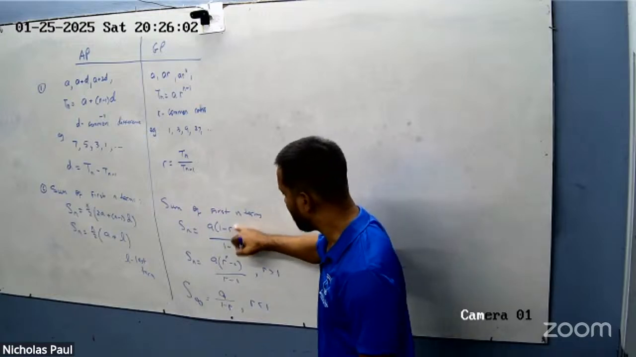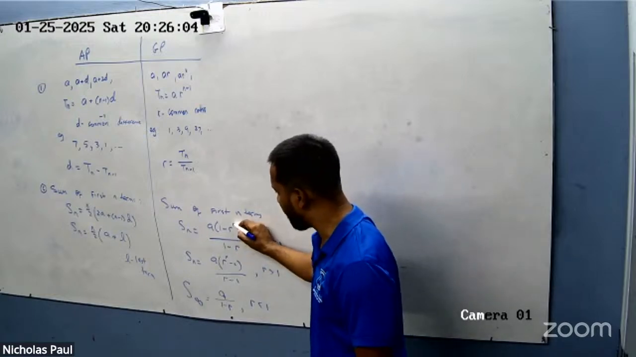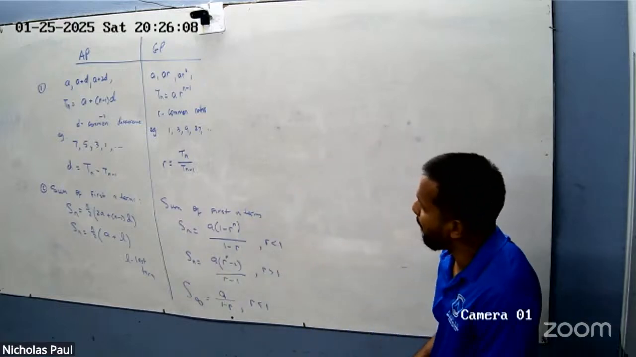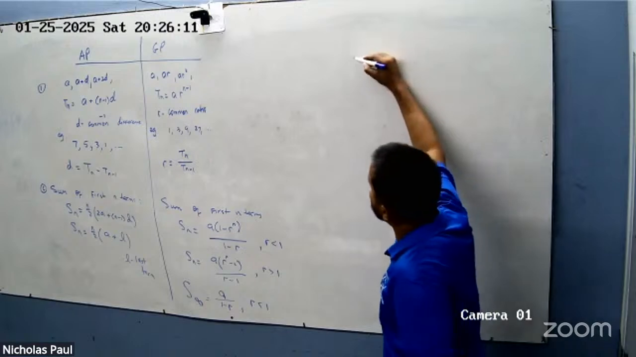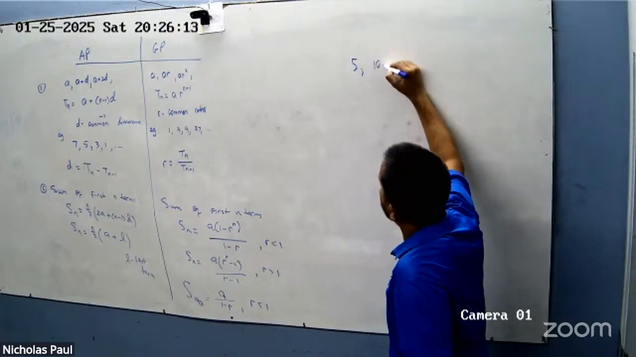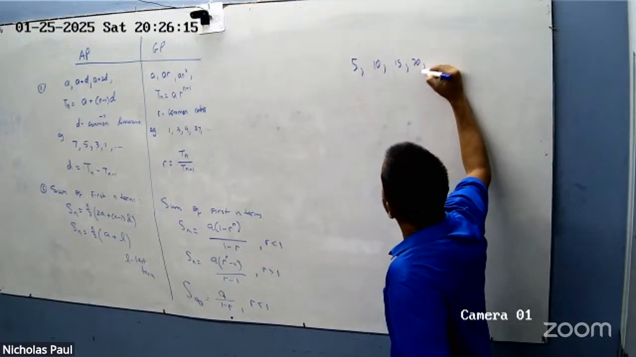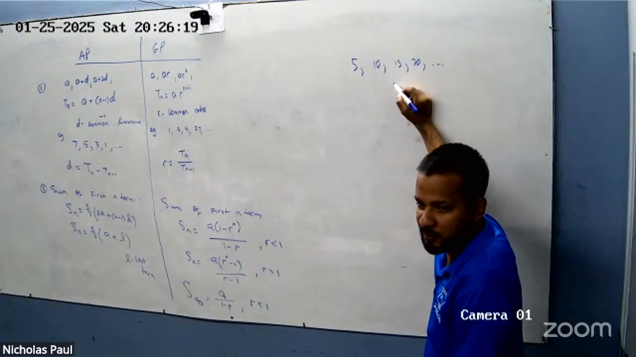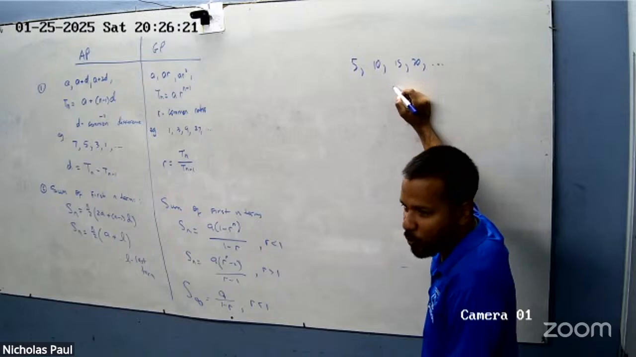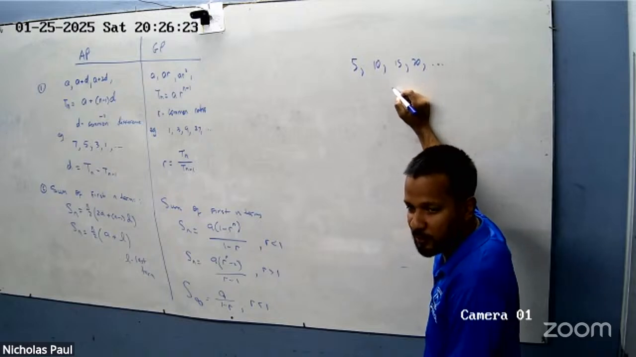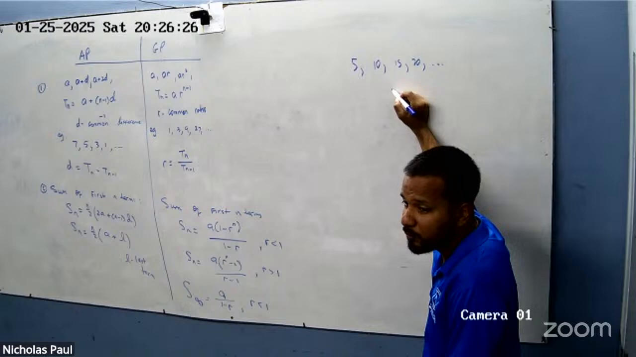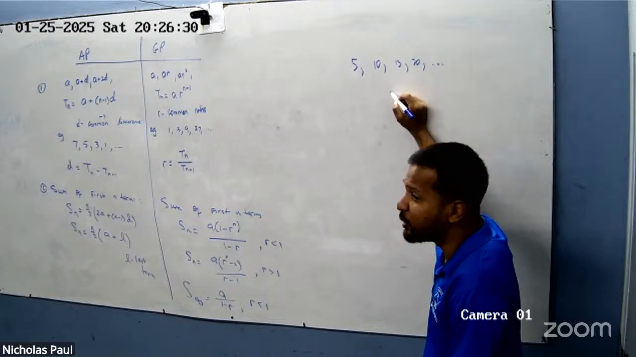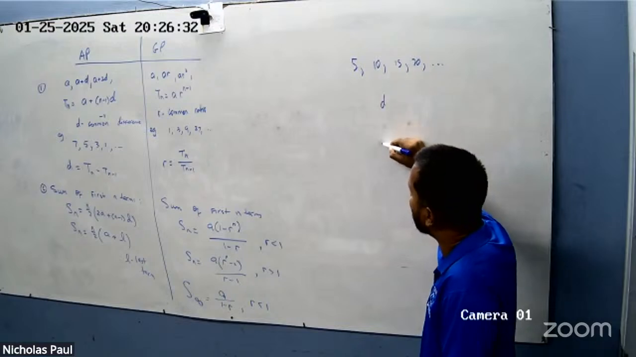1 minus r to the power. Suppose I gave you something like this: 5, 10, 15, 20. How will you know if it's an AP or GP? Because sometimes they'll just give you a sequence and you have to figure it out. I just know, you recognize it, right? But some of them might be a little trickier. But what you have to do is try to find d or try to find r.